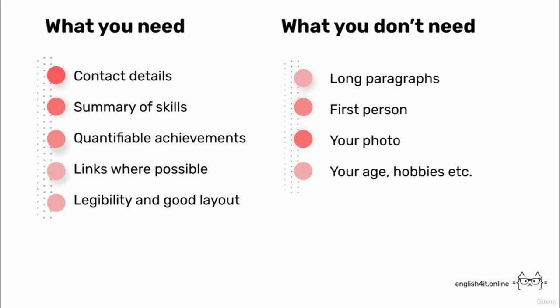It should include your name, your contact details, email, mobile, etc., and the links to your GitHub and GitLab profiles. Don't put a link to your social media other than LinkedIn. The second section is your professional summary.